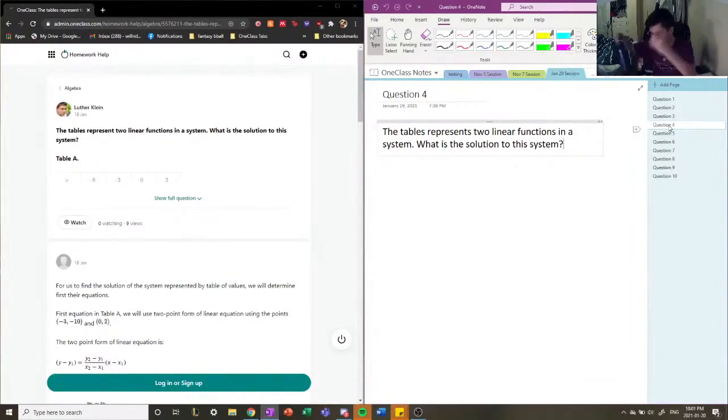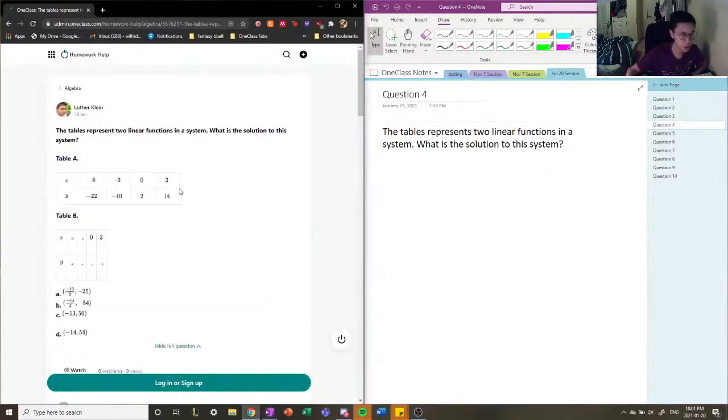All right, so the next question reads, the tables that are presented in the question represent two linear functions in a system. What is the solution to the system? The first thing that we need to do before we even find a solution to our linear equations is to figure out what our linear equations are. They gave us a table of values, and that's all we really need to find our linear equations. And the second part is to find a solution to that system.